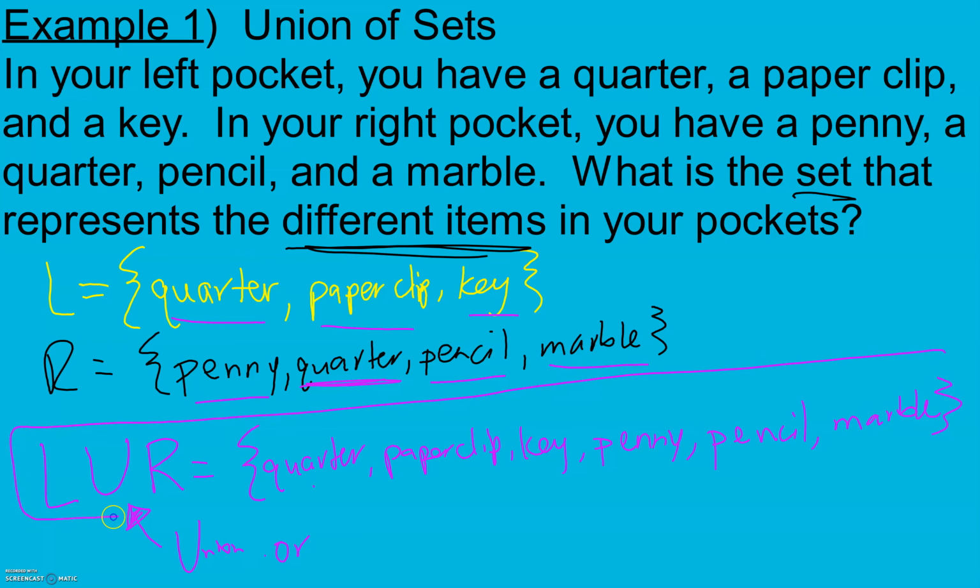So this right here is a set of all the different types of items that are in your pockets. Whether it's left pocket or right pocket, or you have more than one of them, it doesn't matter. We just want all the different types of things that are in your pocket.